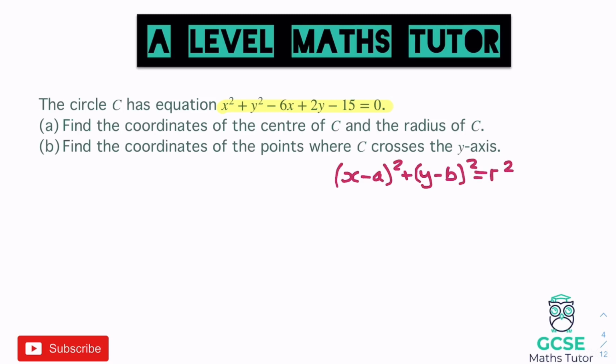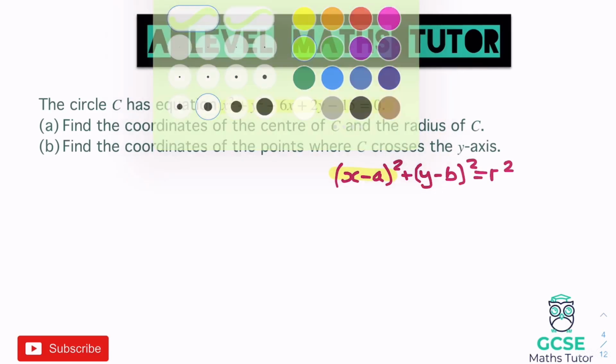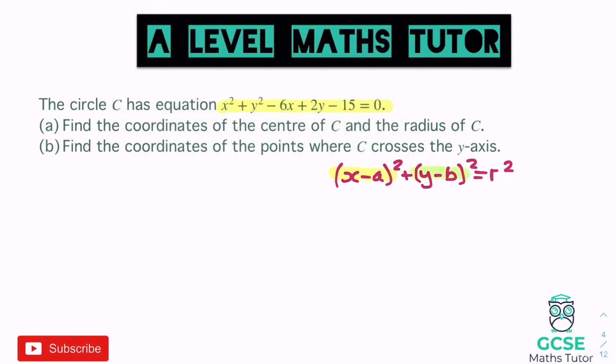We need to get all those numbers on the right hand side, and then we need to get these x parts into brackets. And if you hopefully recognise this, you should recognise that this looks very similar to completed square form, and this is where we're going to use a bit of completing the square to get it into this format.